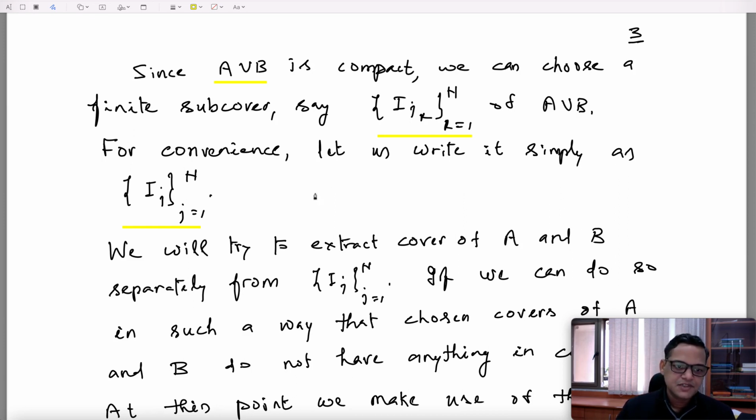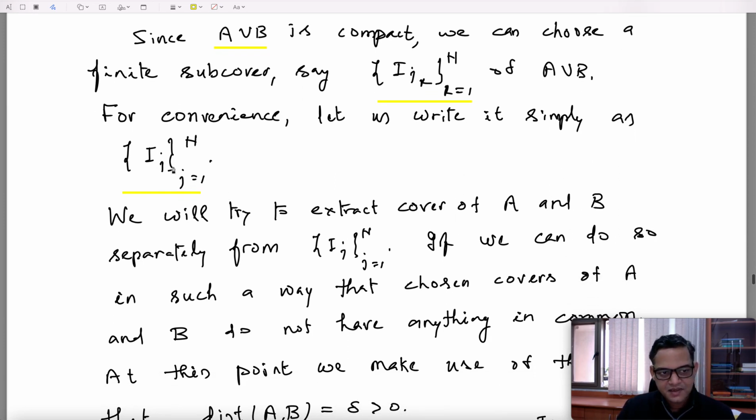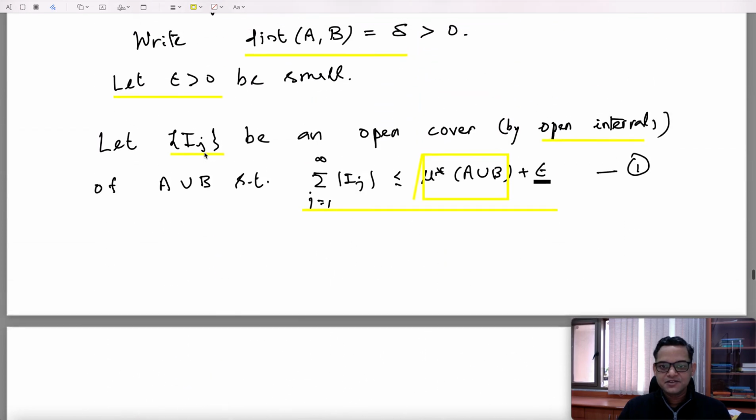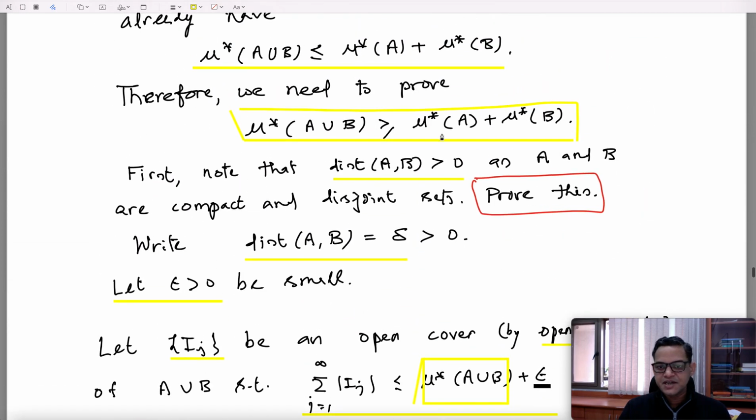So what we have to do is make some choices among these intervals, so that we get a cover of A and a cover of B in such a way that between these two covers there is no overlap. If there is an overlap, then what will happen? There will be overcounting. Overestimates will be there, but we cannot afford that, because we want to put mu star A and mu star B on the right hand side. So we cannot put an extra quantity here, otherwise it will not give us the inequality that we are chasing.